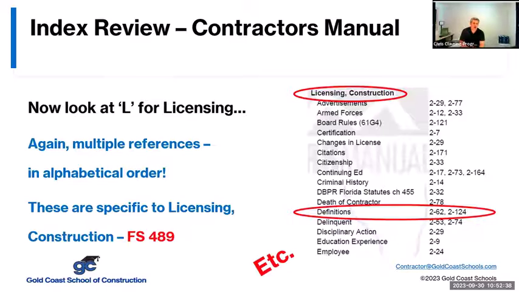Now, if you go to L for licensing, construction, now you're in business. Now you're going to see everything that's specific to primarily Florida Statute 489. So this is an important part, and you'll see a section there, definitions. These are just important things to be highlighting within your index.